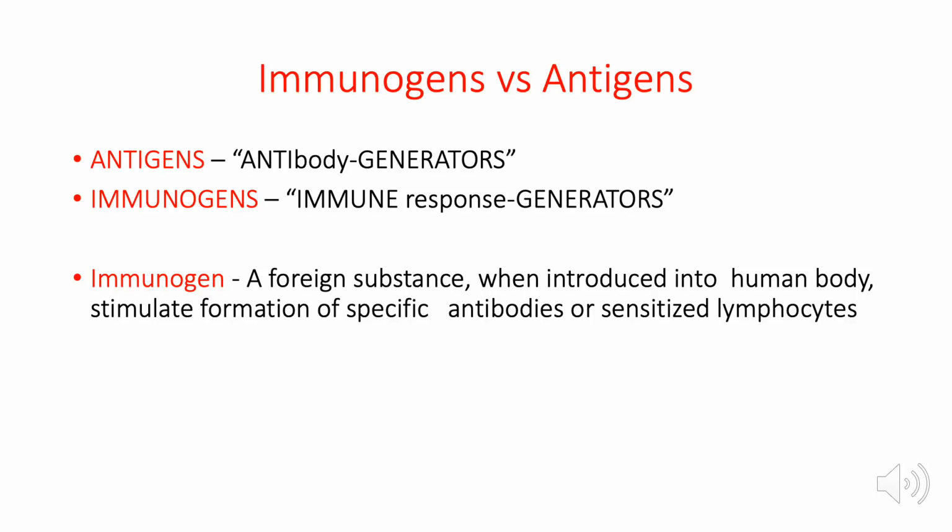Antigens, because they are known to generate antibodies: antibody generators. Immunogens, because they are known to generate immune responses: immune response generators. But what is now the difference between an immunogen and an antigen? Take note, an immunogen is any substance that when introduced to our body will cause the immune system to produce antibodies or activated T cells.